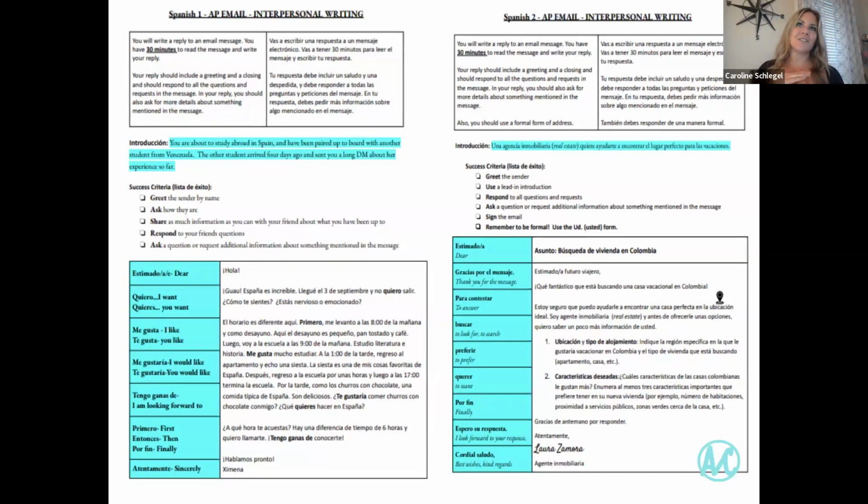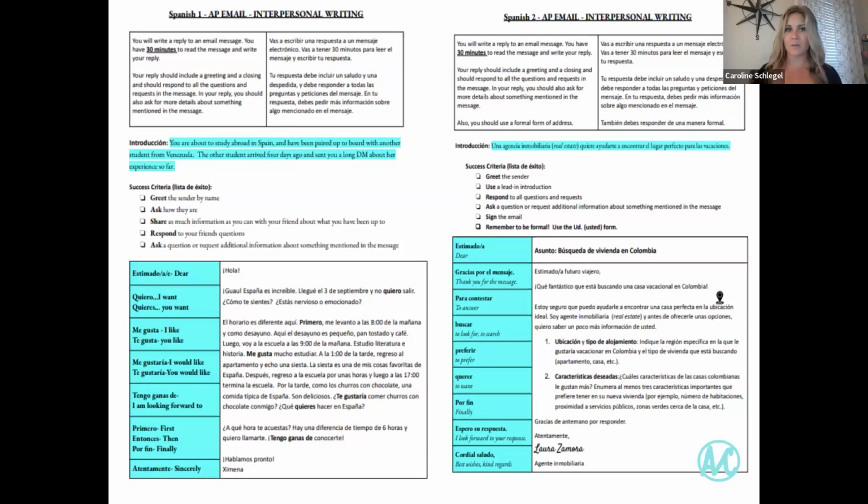So if I'm looking at the introduction here, you can see the introduction is highlighted, but the introduction in our level one classes is in English. We think it's really important to make sure that the students understand the context of what they're about to reply to, because they're going to read the email that's in Spanish, and it's really important to give them direction. And then also have a list of success criteria. You can see in parentheses that we have the success criteria in Spanish there, but then the actual criteria, the check boxes, they're in English.